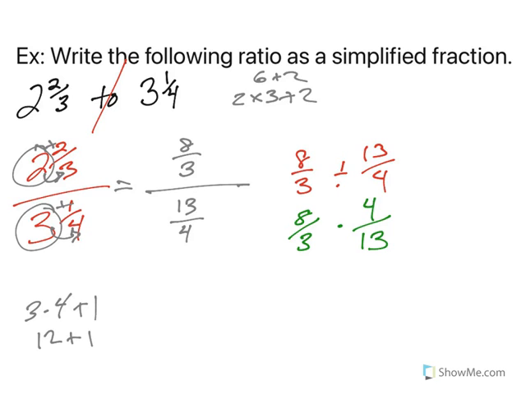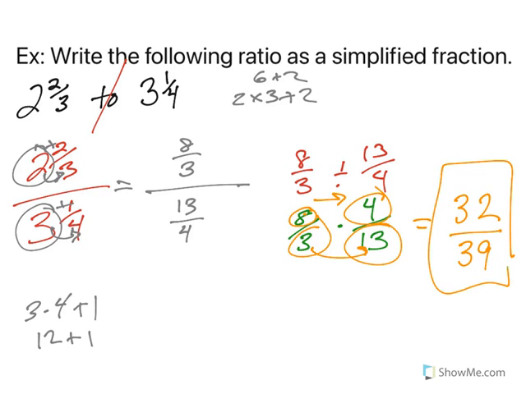So keep, change, flip. You will notice numerator to denominator, there are no common factors, so I can multiply straight across. 8 times 4 is 32, and 3 times 13 is 39. So my simplified fraction of 2 2/3 to 3 1/4 is simply, or not so simply, 32 over 39.